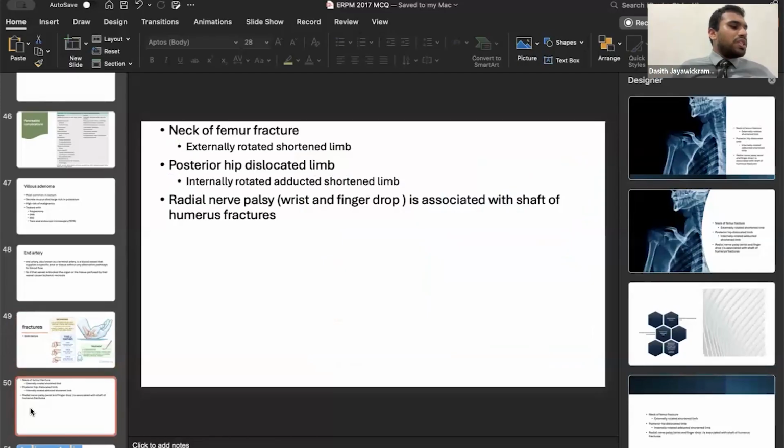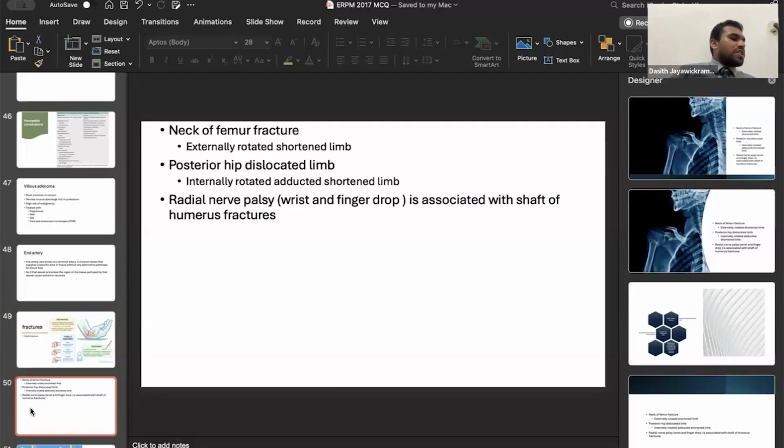Radial nerve is often injured in fracture of the neck of the humerus. Okay, it's not the neck of the humerus, it is actually the shaft of the humerus. If the neck of the humerus is affected, then it is the axillary nerve that is being damaged, not the radial nerve. Radial nerve is damaged during a shaft of the humerus fracture, because the radial nerve spirals around the shaft of the humerus. All right. So it will cause wrist drop and finger drop.